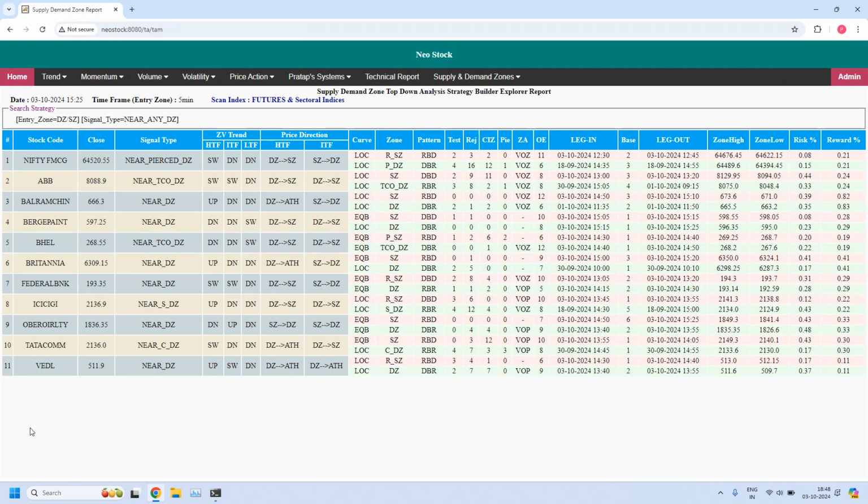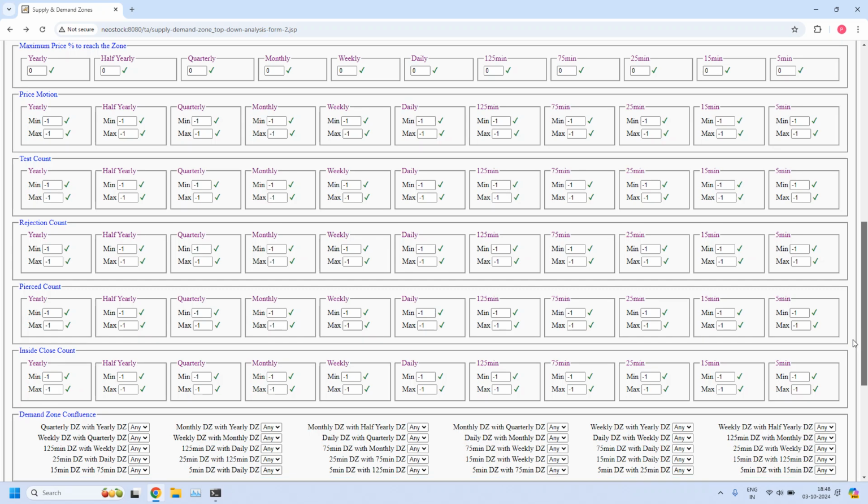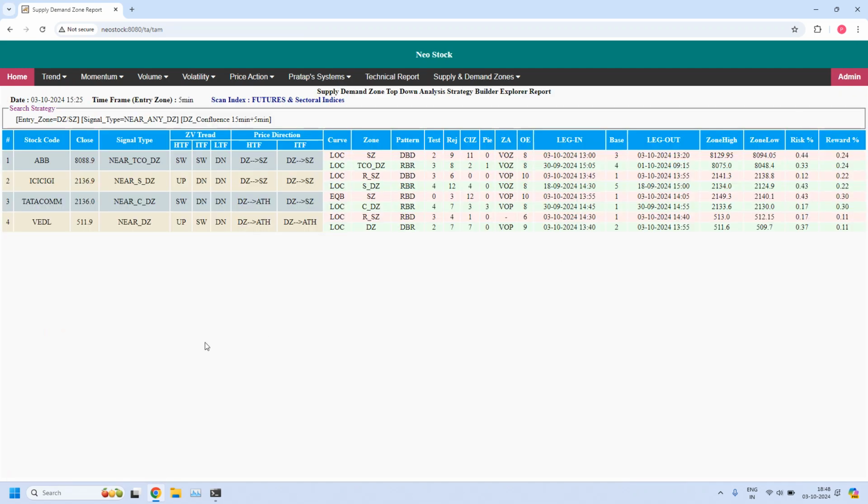11 stocks are filtered. Let's verify how many of these 5 minute zones have 15 minutes confluence. So in the demand zone confluence, I am enabling the 5 minutes demand zone with 15 minutes demand zone confluence filter. Now let's verify. 4 stocks are filtered. All these 4 stocks, these 5 minutes demand zones are part of the 15 minutes demand zone. In that, again 2 stocks are pierced. Always look into the PIE column. This column indicates pierced.